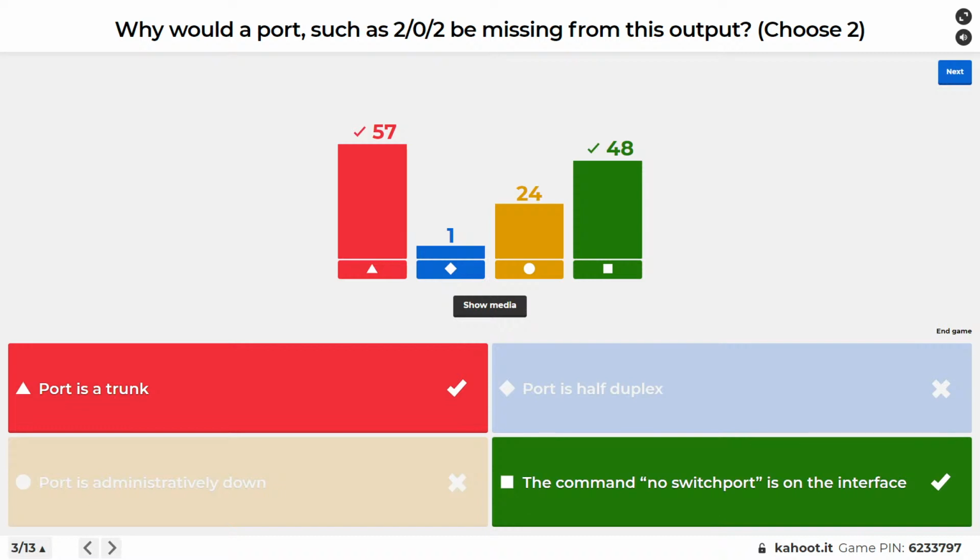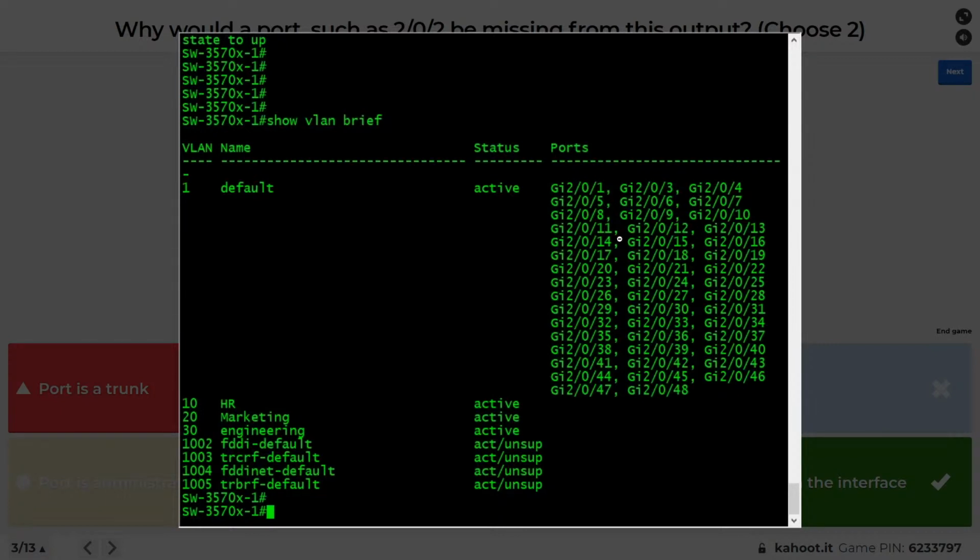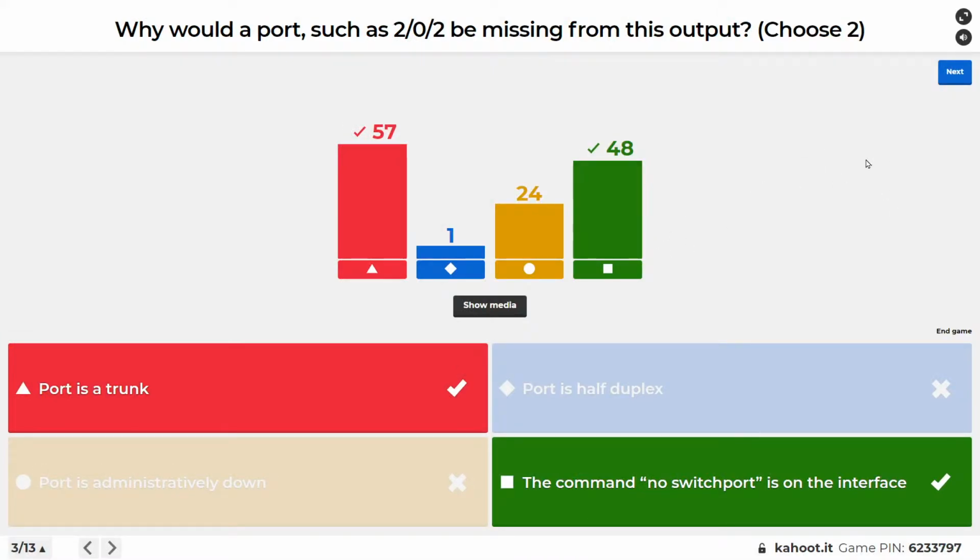2 correct answers on the board. If it's a trunk, it won't show up in that output. That's one reason. Or it's a layer 3 interface. Somebody went to the switch port and said, no switch port, so it's like, what do I do? I guess I better be a layer 3 port. And those are 2 reasons why gig 0/2/2 wouldn't show up in this list with show VLAN brief. We could do a show interface status, and that would show you all the interfaces and what they're currently doing. But show VLAN brief, trunks, and layer 3 ports are not going to show up there.